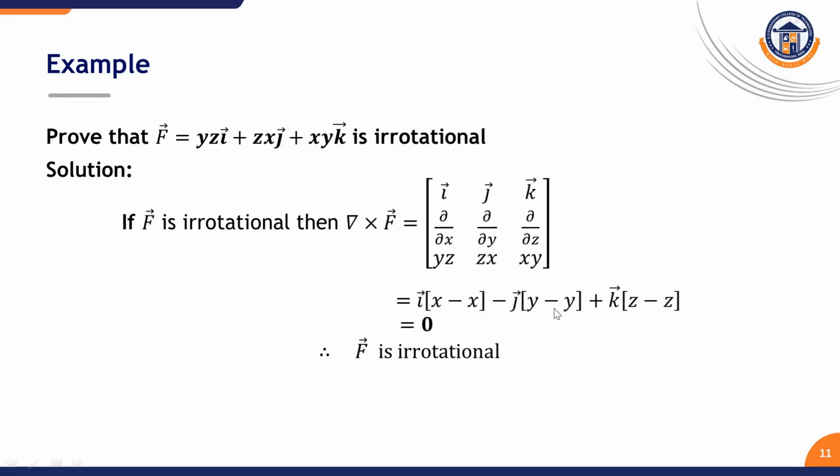x minus x is 0, y minus y is 0, z minus z is 0. So we get the final answer is 0. Del cross F vector equal to 0. So the given vector is irrotational.